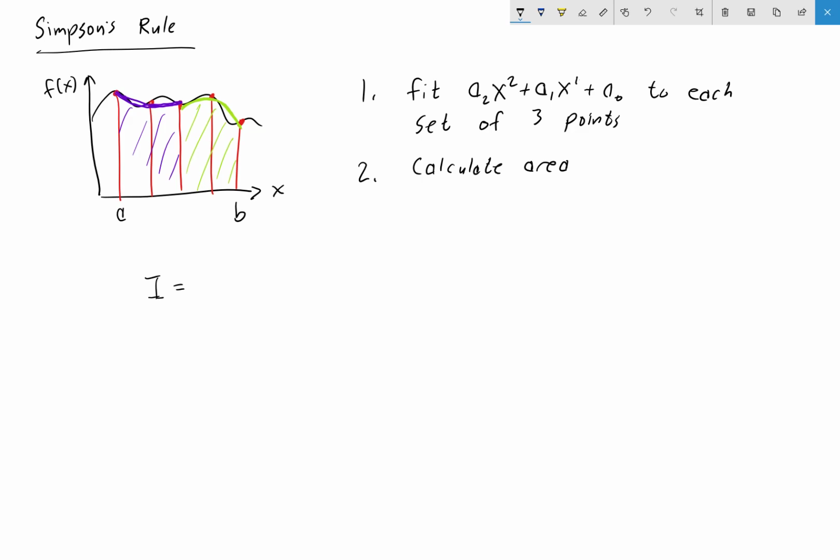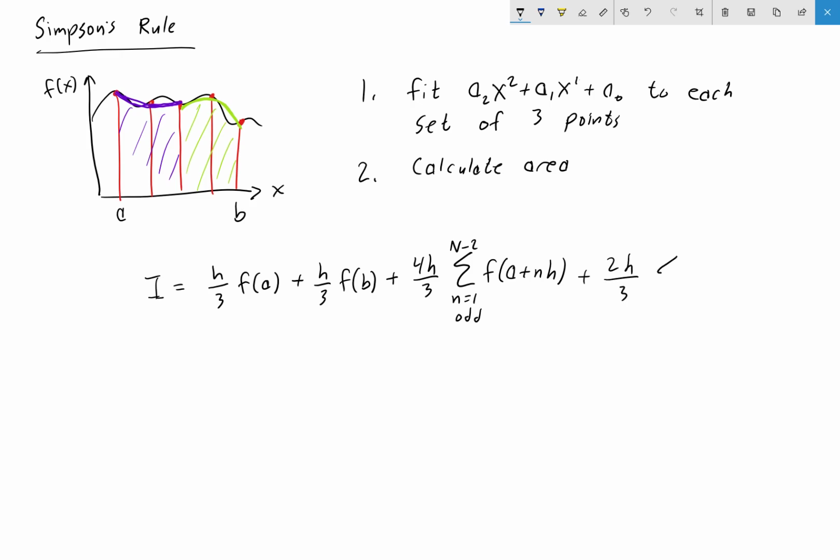So that said, we can sort of jump ahead to the generic result. What we're going to get is h on 3 times the function at the far left, plus h on 3 times the function on the far right, plus 4h on 3 times the summation of f(a + nh), where this would be the odd intermediate steps, plus 2h on 3 times the summation, n from 1 to n minus 2, for the even intermediate steps. And sorry, let me write that a little bit more clearly. Those are n's there, nh.